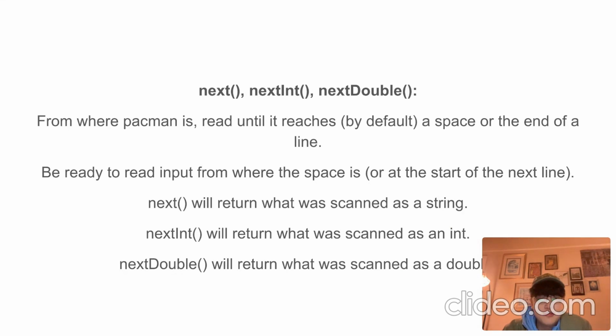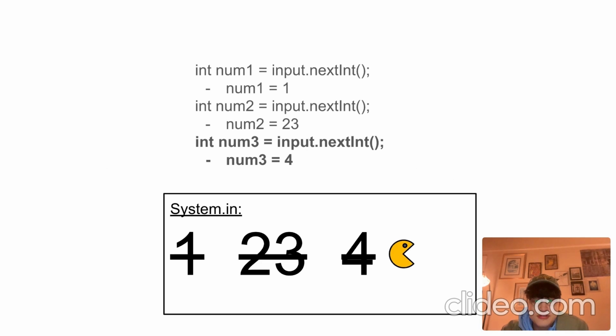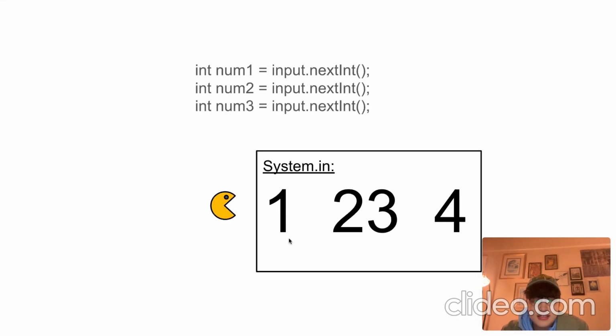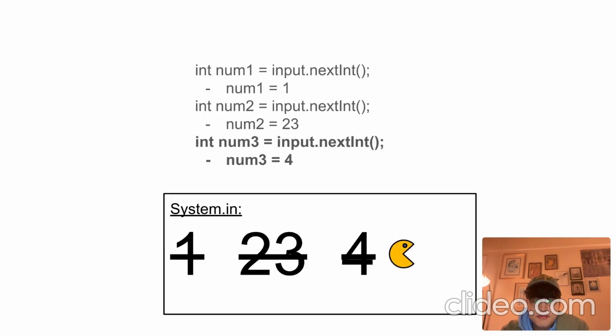So there we go. These four methods, nextLine, nextInt, nextDouble, are basically what you're going to need for the assignment. If you understand this Pac-Man kind of stuff and how it reads in user input, you should be in good shape.